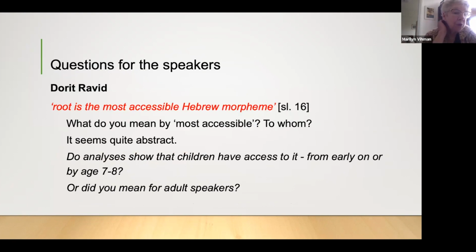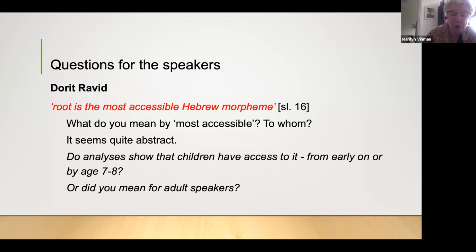So now just a few speakers. I have a question for each of the speakers. Dorit Ravid mentioned that the root is the most accessible Hebrew morpheme. I thought that was really interesting, and I wonder what that means. In what sense are the roots more accessible? Who are they more accessible to?